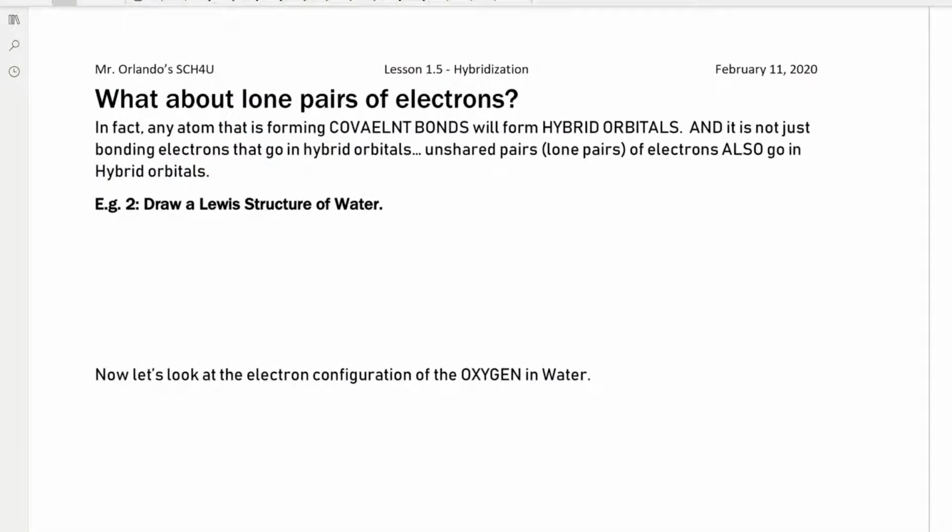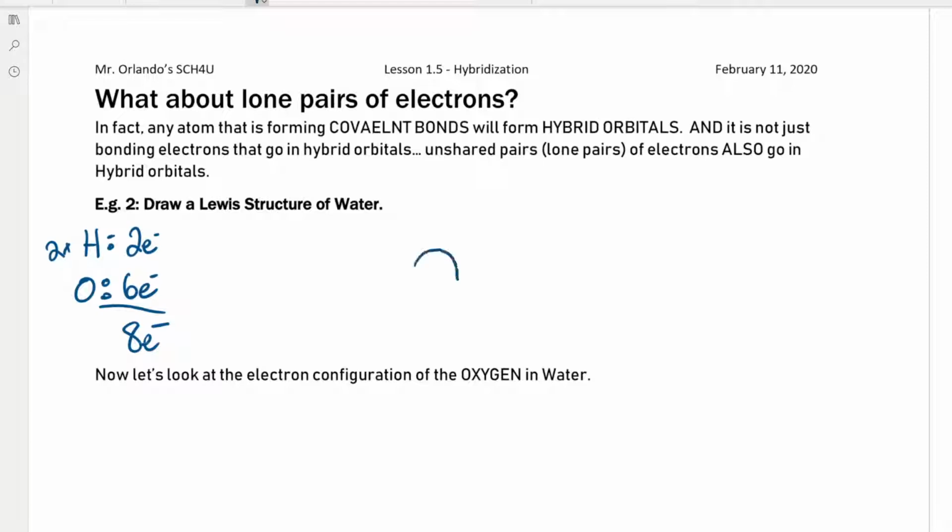Okay, so the Lewis structure of water. Well, we're going to count, and we know that 2 hydrogens are going to give us 2 electrons, and we know that oxygen gives us 6 electrons. There's no charge, so we have a total of 8 electrons. Cool. All right, let's do it.